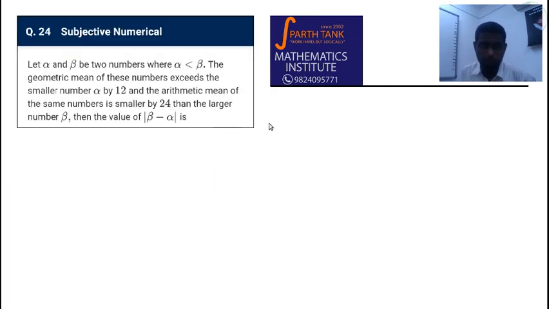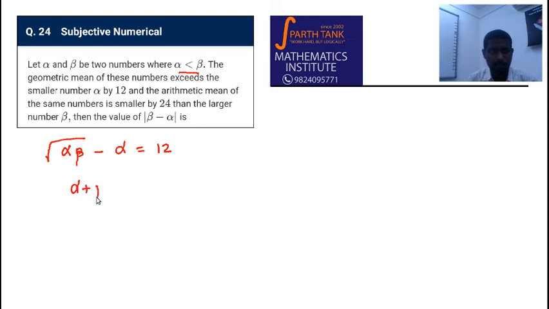The last but one problem. Let alpha and beta be two numbers where alpha is less than beta. The geometric mean of these numbers exceeds the smaller number alpha by 12. That is, the geometric mean, root alpha beta, exceeds the smaller number by 12. And the arithmetic mean of the same numbers is smaller by 24 than the larger number beta. That is, the arithmetic mean alpha plus beta by 2 is smaller than beta by 24. So this equation is nothing but beta minus alpha is 48, right?